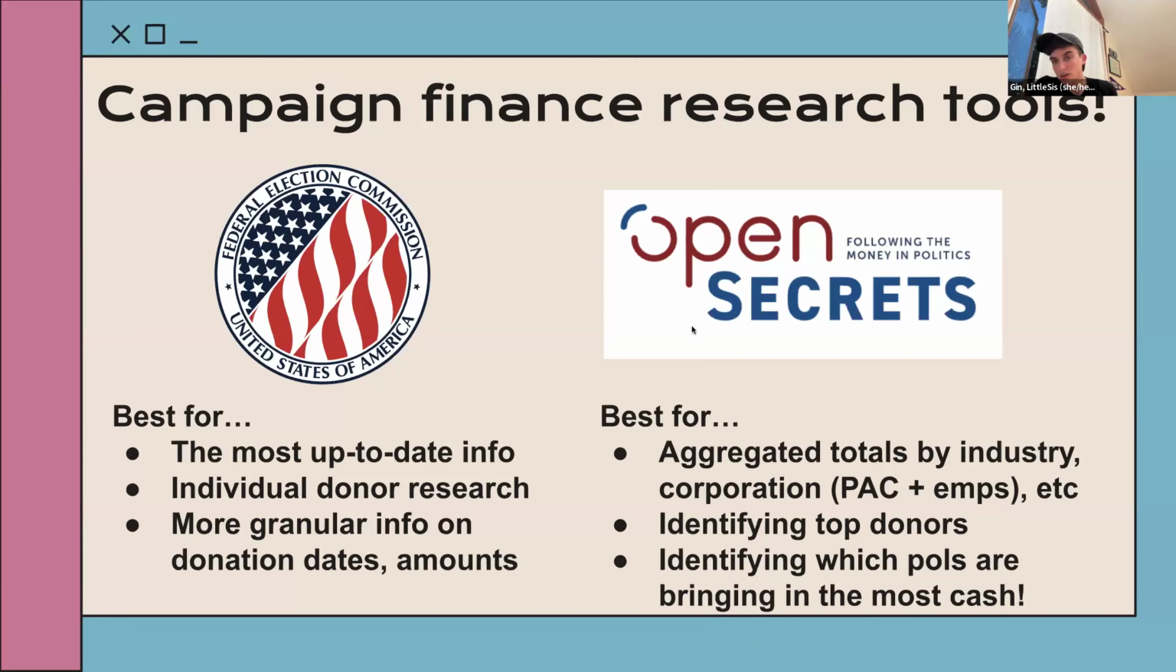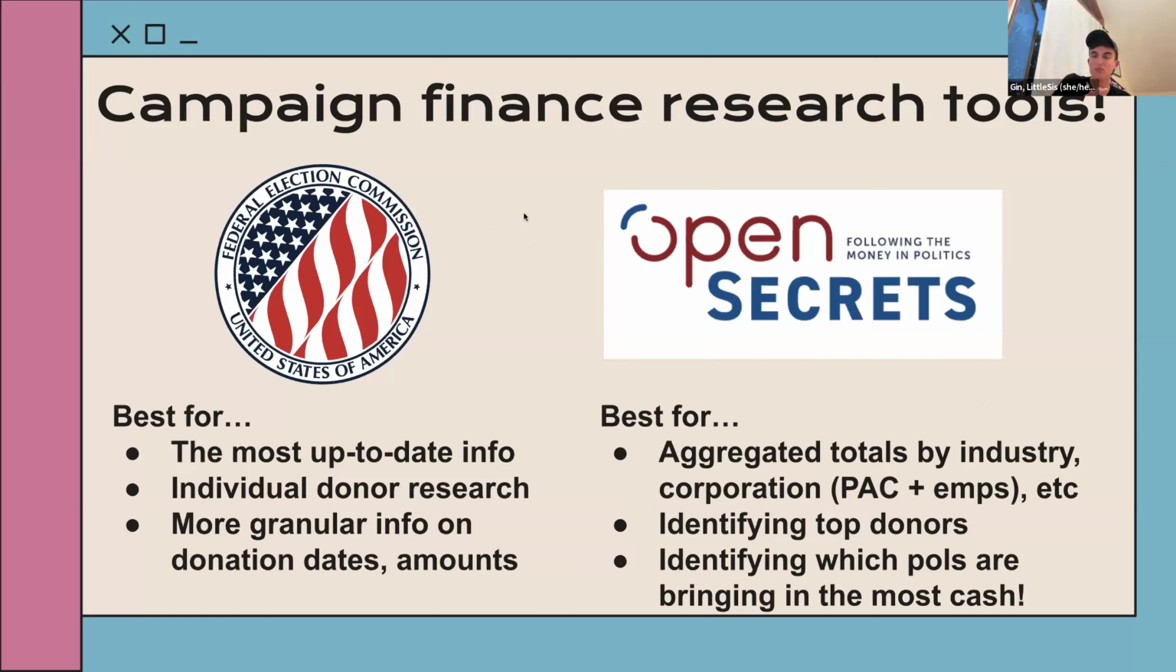So if you're looking to keep on something as it's happening, this is where you want to go. It's really great for individual donor research, as Rob is going to show you, and really great for diving in. So if you know your target and you want the most up-to-date and specific data possible, the FEC database is definitely the way to go.